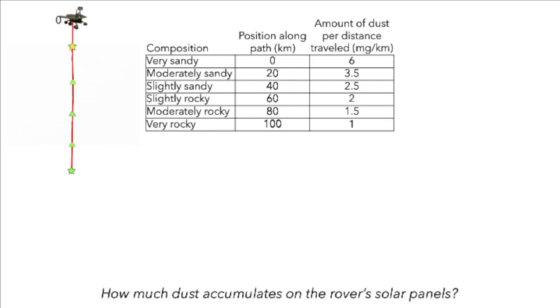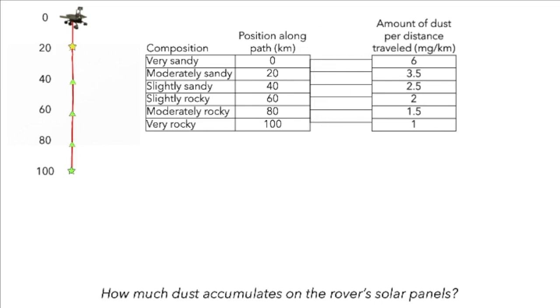First, we'll label the path with a position from the start, and then we'll make space to record the length of each distance interval. Each of the intervals has a length of 20 kilometers. Let's put this in the table. Next, let's make some space to compute the amount of dust we accumulate in each of these distance intervals.